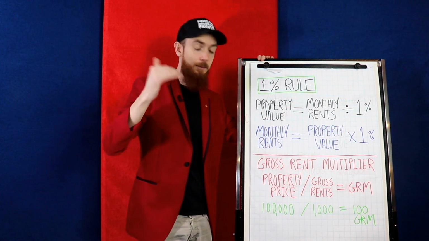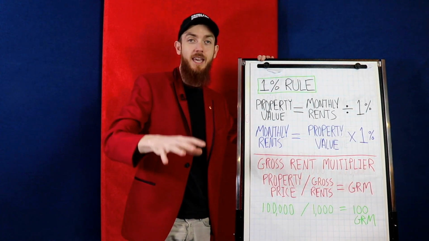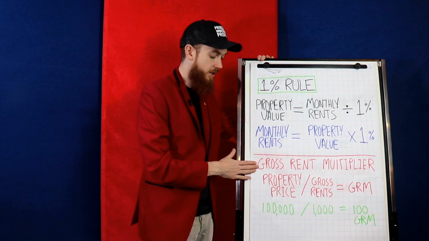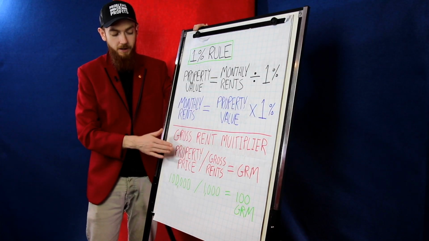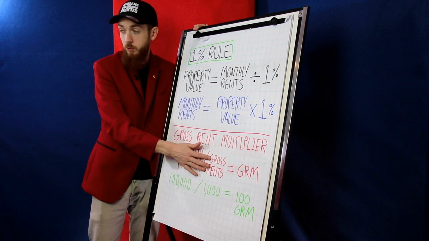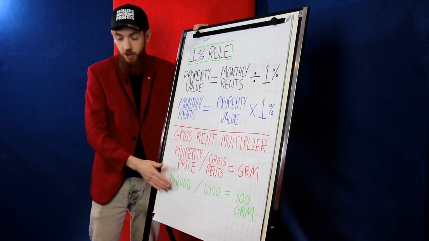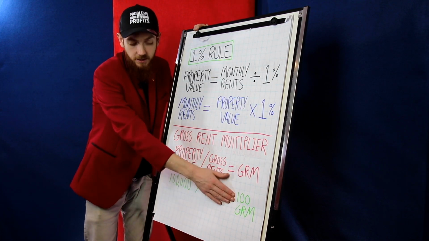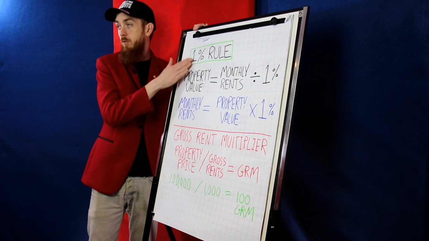Now this is actually a pretty simple concept, and this may sound sort of familiar to some of you real estate investors that have been in the game for a while, because we also have another rule of thumb or another metric that's used called the gross rent multiplier. And so the gross rent multiplier simply takes the property price or the property value, divides it by the gross monthly rents, and that equals your GRM. So a $100,000 property that's getting $1,000 a month in gross rents, that's going to be 100 GRM, or that's going to be the equivalent of a 1% rule deal.